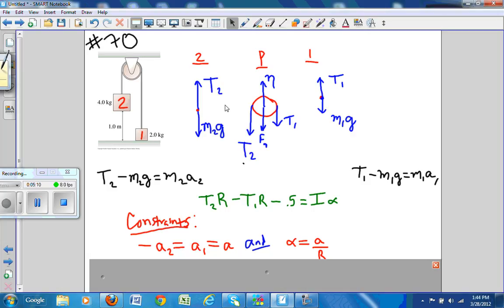So hopefully with these hints, you'll be able to work through number 70. Take these constraints and continue working. Also, you can check out the solutions online and then ask further questions on Monday when I get back. And again, number 71 is a similar sort of problem, so see what you can do with that.